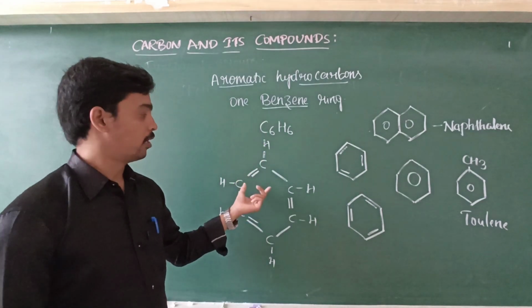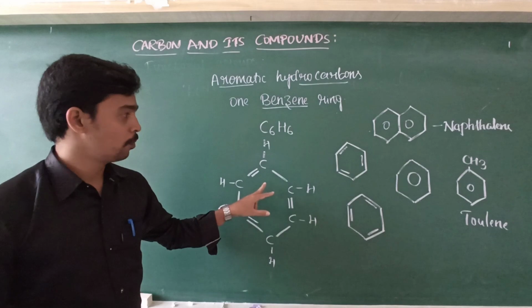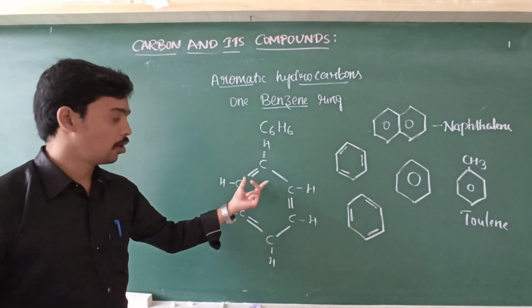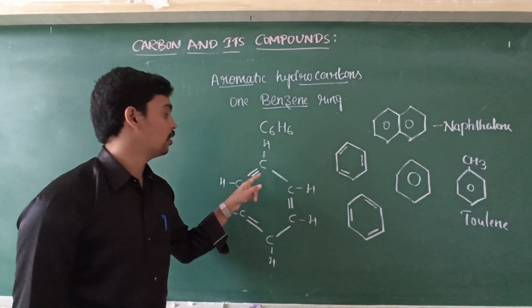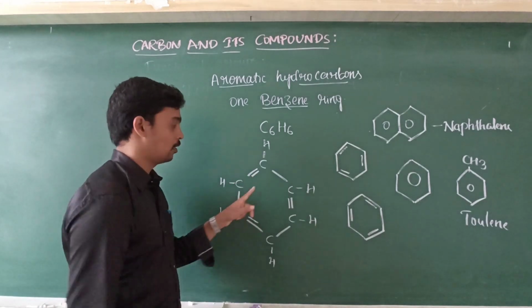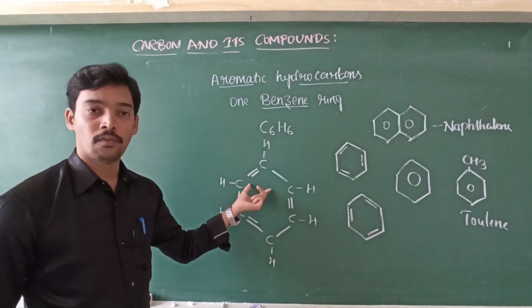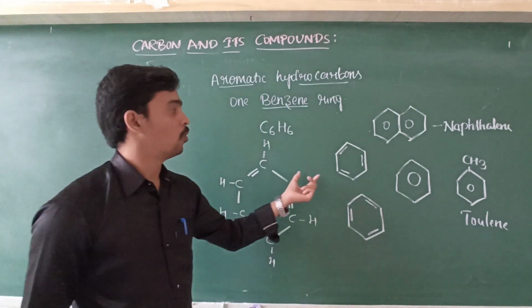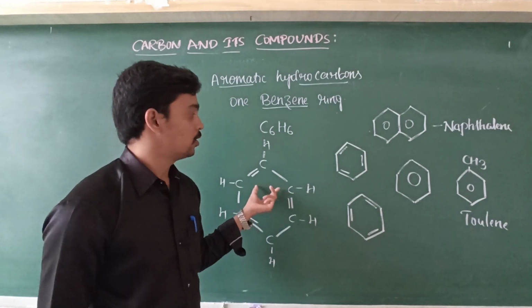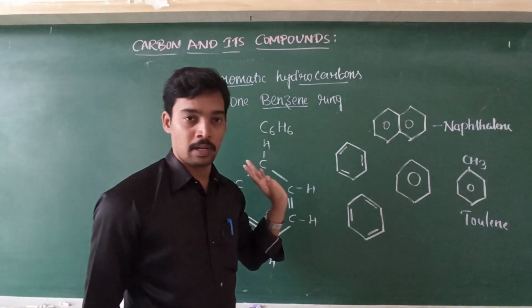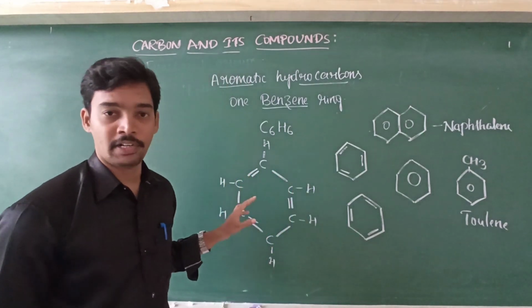Okay, try to write the structures. Don't get confused in writing the single and double bonds alternately, because if you write the double bonds together, the valency is not balanced. So be careful while writing the structures and try to write them as much as possible. Okay, written work is needed.